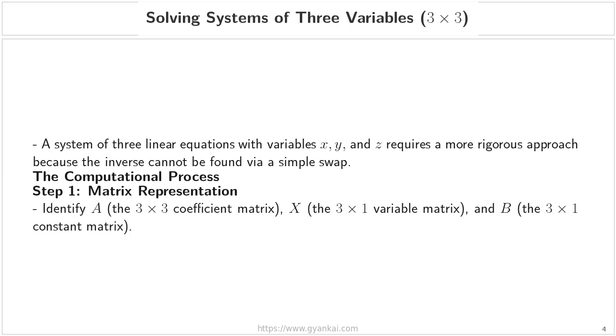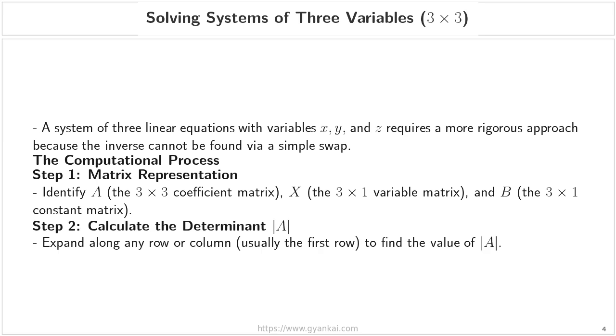Step 1. First, we must represent our system in matrix form. This means identifying our coefficient matrix, which we'll call A, a 3x3 matrix. Then, we define our variable matrix X, which is a 3x1 matrix, and our constant matrix B, which is also a 3x1 matrix. Step 2. Next, we need to calculate the determinant of matrix A, denoted as the vertical bars surrounding A. To find this value, you can expand along any row or column, though I usually recommend starting with the first row to keep things organized.